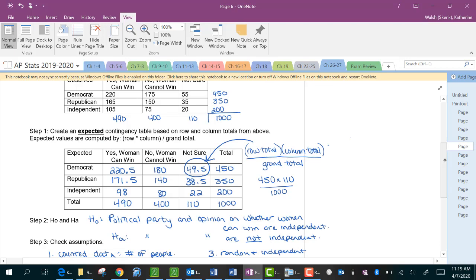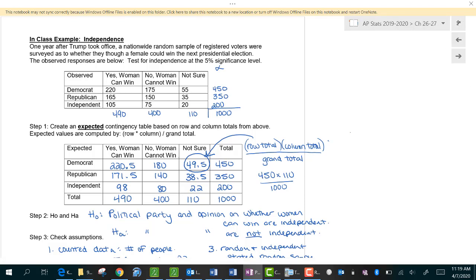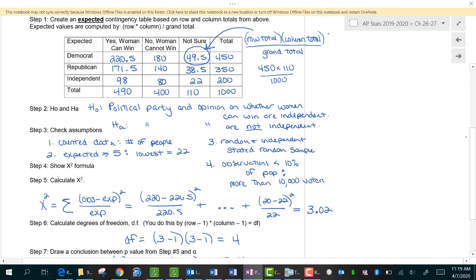So now for our hypotheses, so our null and our alternative hypotheses. The null hypothesis is political party and opinion on whether women can win are independent, and then our alternative would be that political party and opinion on whether women can win are not independent. Remember, you do not want to say dependent, we just stick with not independent.